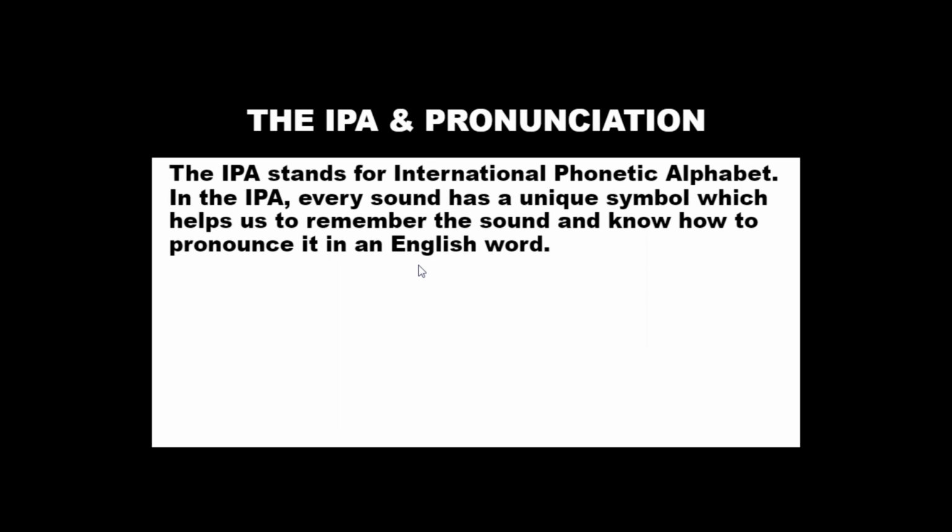Moving further, we look at the IPA and pronunciation. What exactly is the IPA? The IPA stands for International Phonetic Alphabet. In the IPA, every sound has a unique symbol which helps us to remember the sound and know how to pronounce it in an English word.